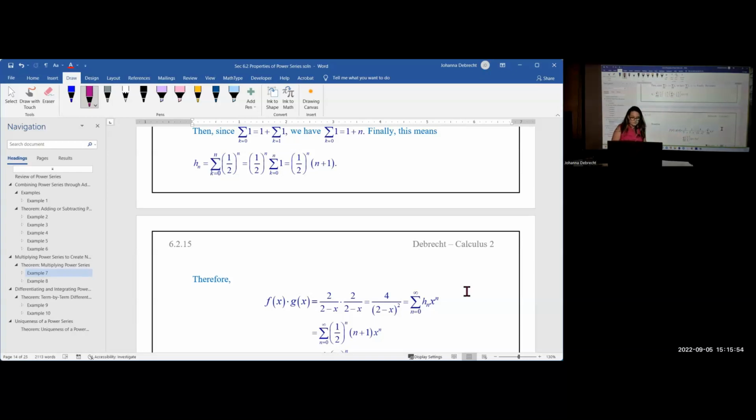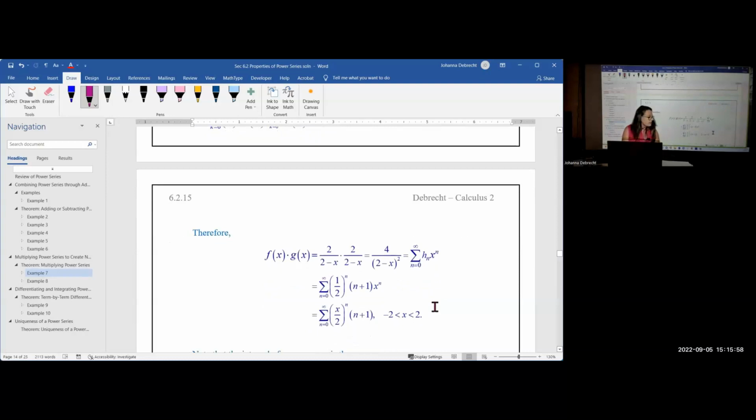Now, can we represent this in a slightly different way? Yes, both the 1/2 and the x are raised to the nth power, so we can combine them together. And you can write this as the series from 0 to infinity of x over 2 to the n times n plus 1. And again, the interval of convergence is between -2 and 2.